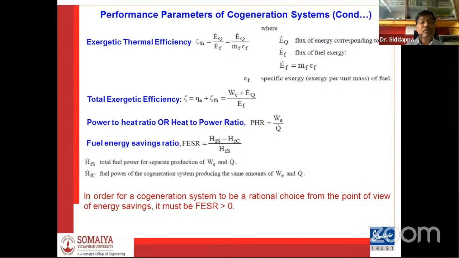In order for a cogeneration system to be a rational choice from the point of view of energy saving, it must be greater than 0. It must be greater than 0. We should not want HFC to be equal to HFS. Then there is no use of having the cogeneration system. Okay.